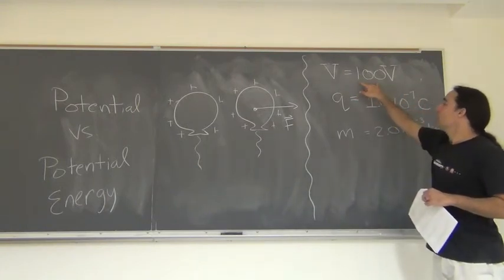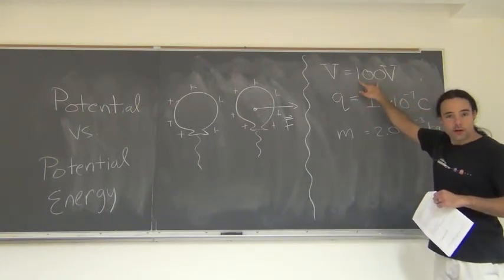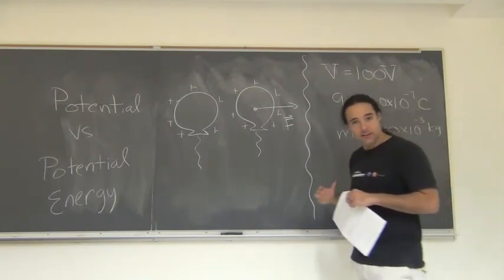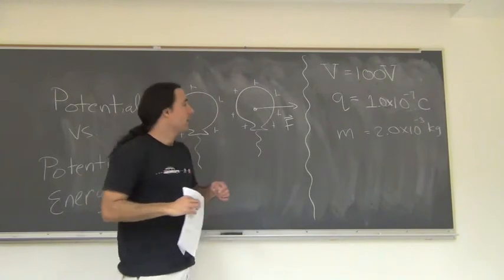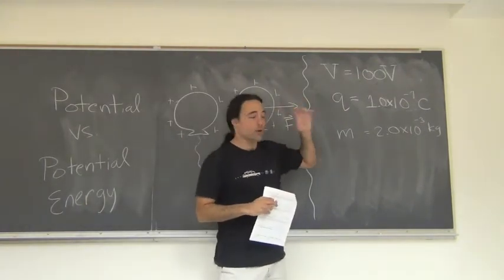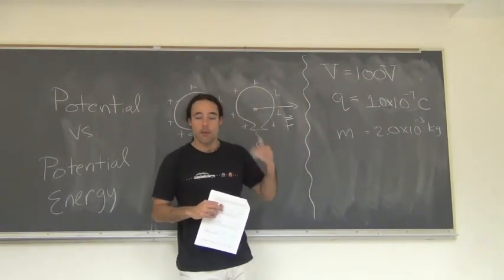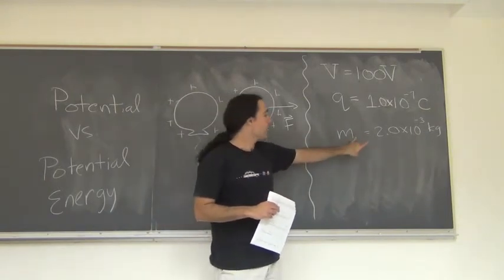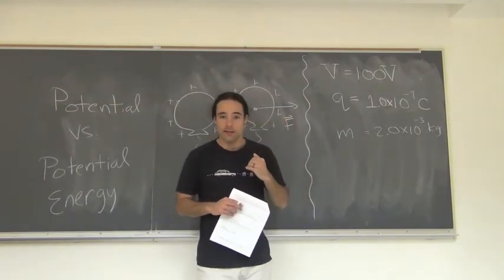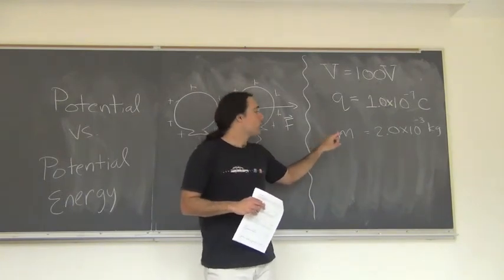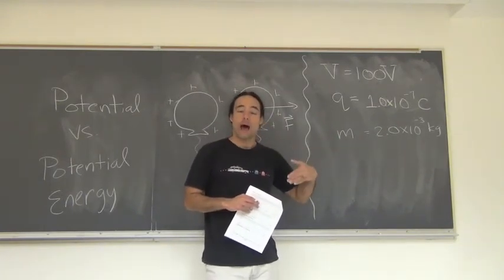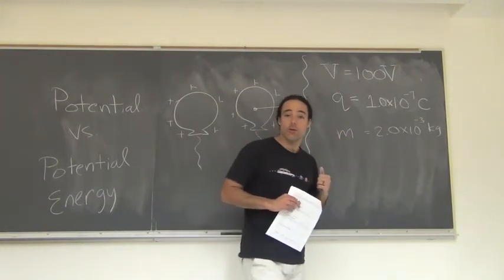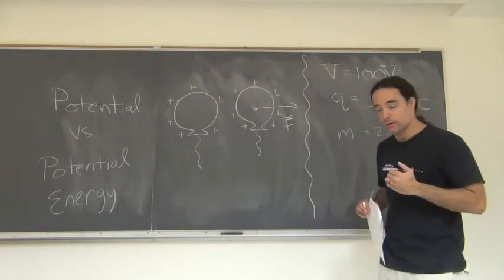So let's suppose for the moment that it feels a potential of 100 volts. Suppose that the charge on the balloon is 10 to the minus 7 coulombs, which is about how much charge you get on a balloon when you rub it on your head. Let's say you have a 2-gram balloon, or roughly 2 times 10 to the minus 3 kilograms. Suppose we want to find out how fast that balloon is going to be going away. Well, we can do that. We just need to use conservation of energy.